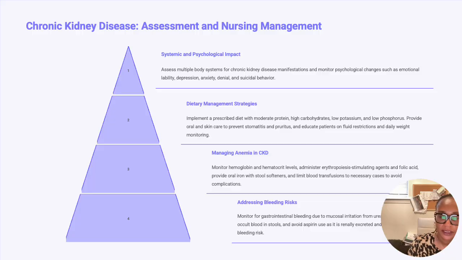Managing anemia in chronic kidney disease. Monitor hemoglobin and hematocrit levels. Administer erythropoiesis stimulating agents and folic acid. Provide oral iron with stool softener and limit blood transfusion to necessary cases to avoid complications.